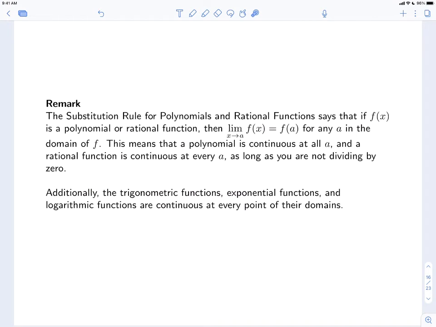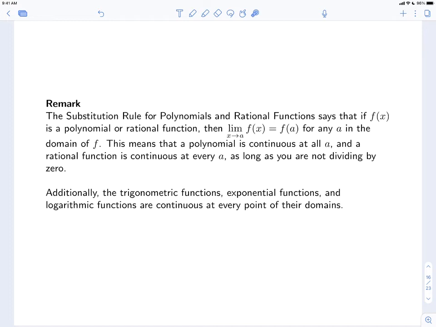As a remark, the substitution rule for polynomials and rational functions says that if f of x is a polynomial or a rational function, then the limit as x approaches a of f of x is equal to f of a for any a in the domain of f. This means that a polynomial is continuous at all a, and a rational function is continuous at a as long as you're not dividing by 0. That is, as long as x equals a is not a vertical asymptote.